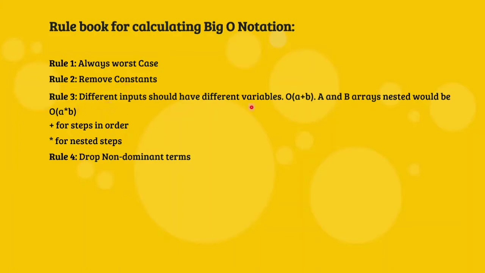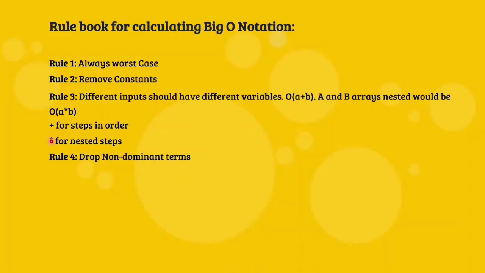Once we are done with this, we can see rule number 3: different inputs should have different variables. That means if there are two arrays and we don't know the size of an array, we should use different variables for them, O of A and O of B, not O of n common for both the things. And if the things are in order one by one, at that time we will use the plus sign. But if they are nested, we will use multiplication.